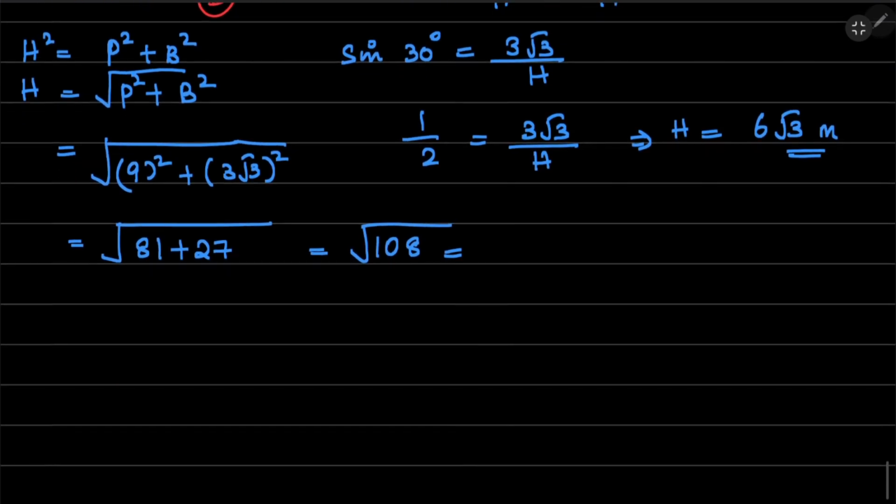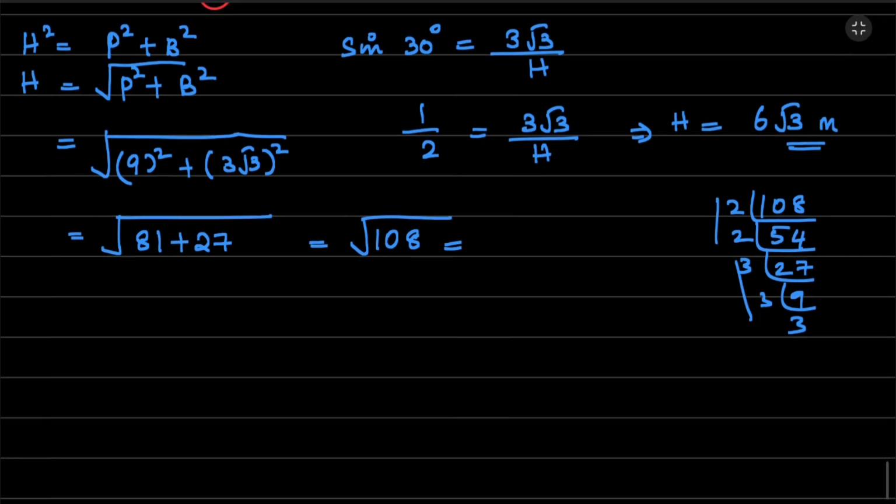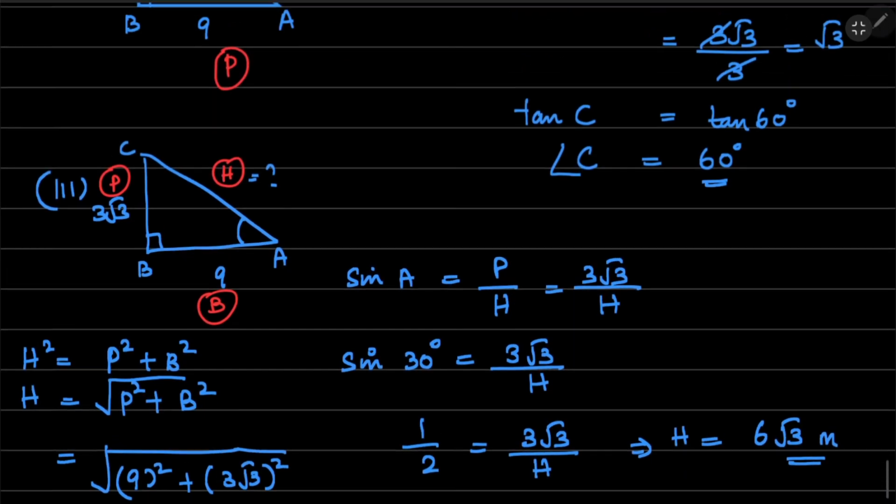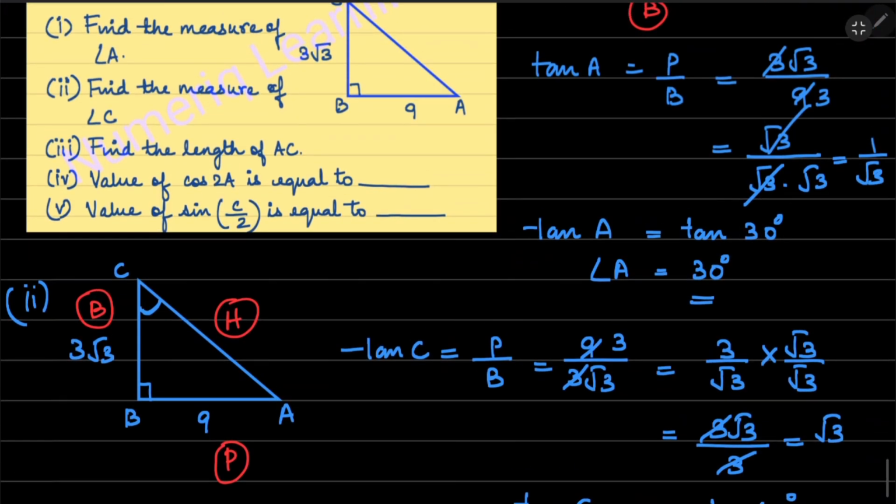So how do you find out the square root of 108? Take the prime factorization. 2 5s are 10, 2 4s are 8, again 2 2s are 4, then 3 9s are 27, again 3 3s. So then you can group it up, right? If there are two square terms within the square bracket, you can take one term outside. So it's again 6 root 3. So you can choose any one method for solving the hypotenuse.